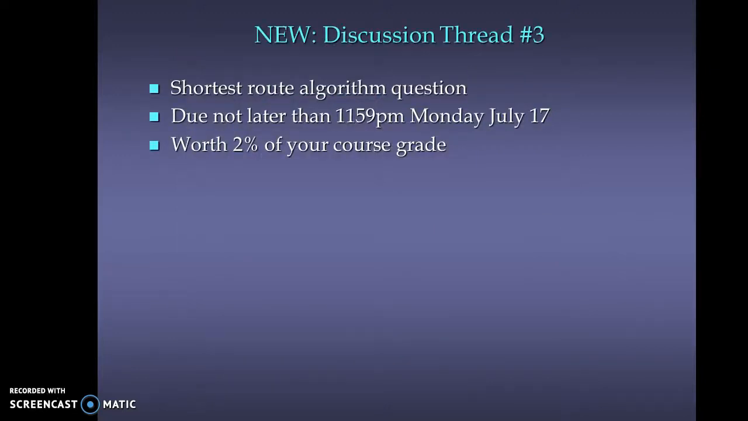So I've got a couple of updates and reminders. New is a discussion thread, the third of 5. It is a question related to shortest route algorithms. I asked you to do some investigation of some things online. It's due no later than midnight on Monday the 17th of July, and it is worth 2% of your course grade.